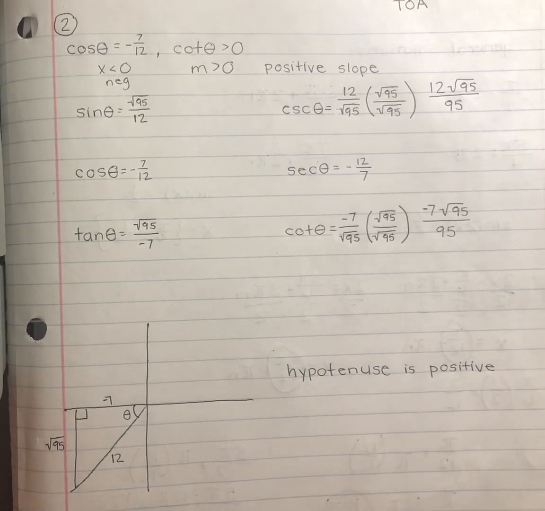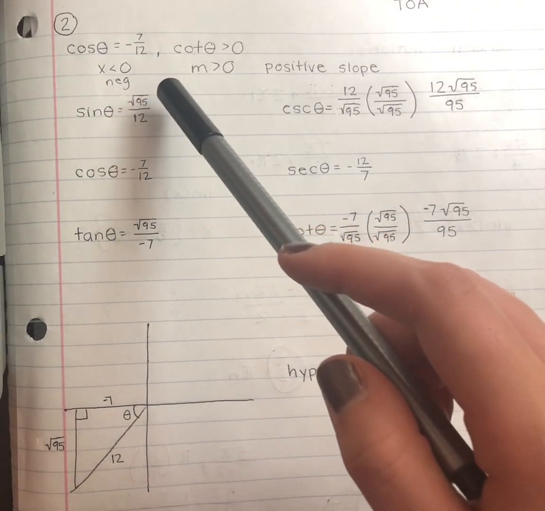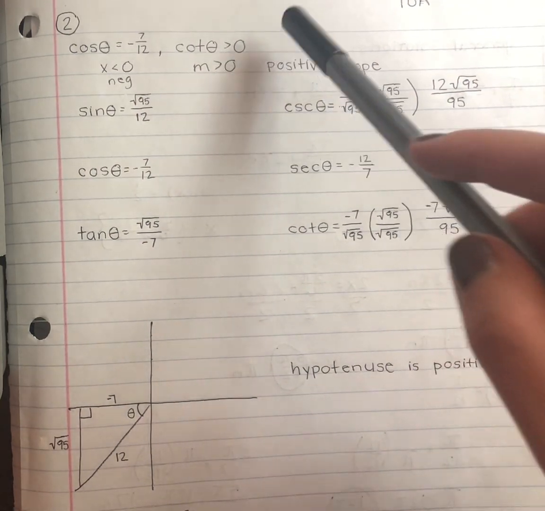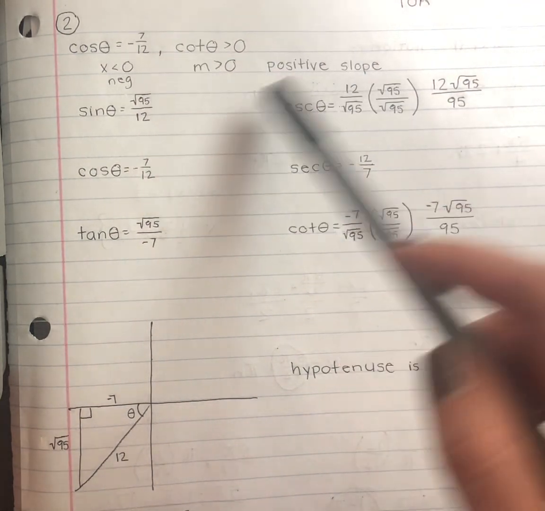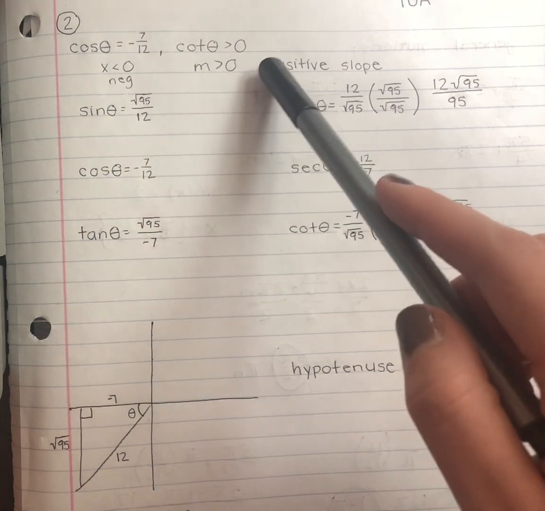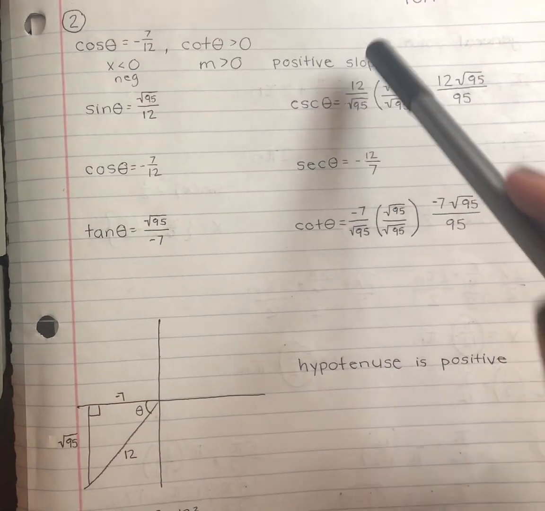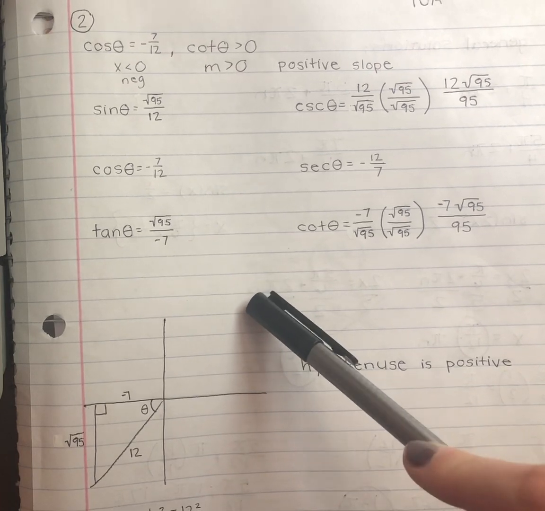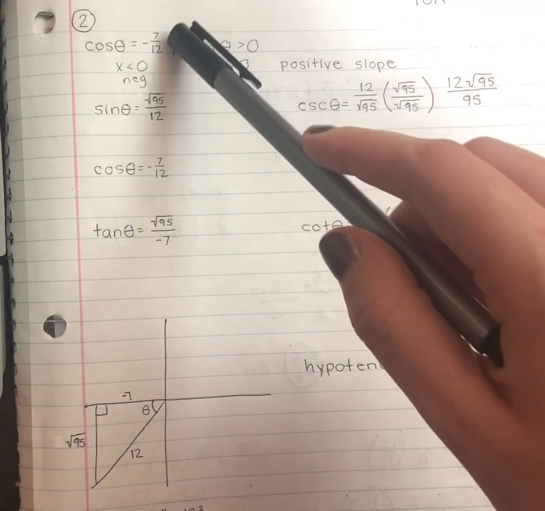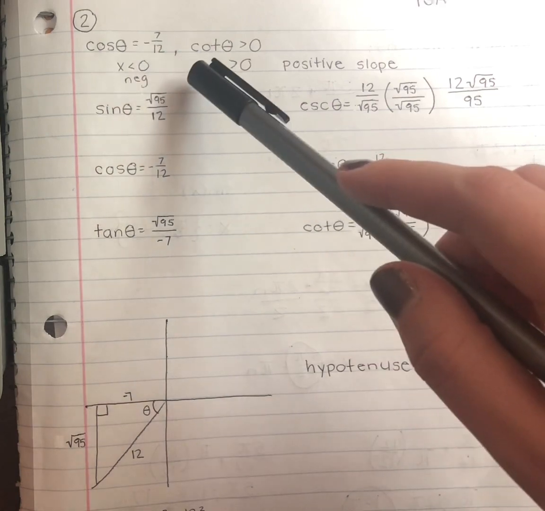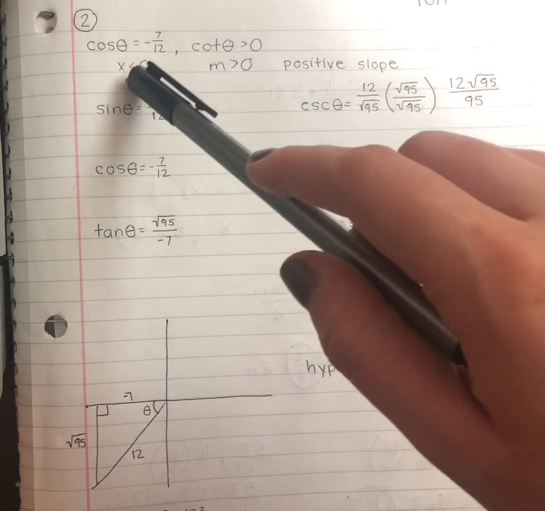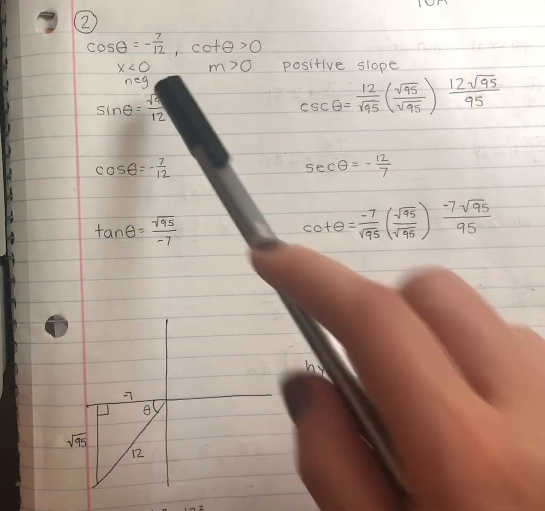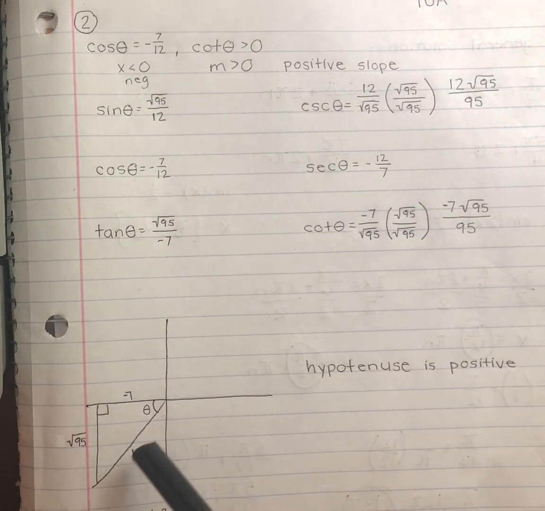So here we are given cosine equals -7/12 and cotangent is greater than 0. So that means for the cotangent part, slope is greater than 0, so we'll have a positive slope, which will be directed this way. And then the cosine equals -7/12. Cosine is a negative value, so x is less than 0. That means it'll be in the negative values, so it'll be in the third quadrant.